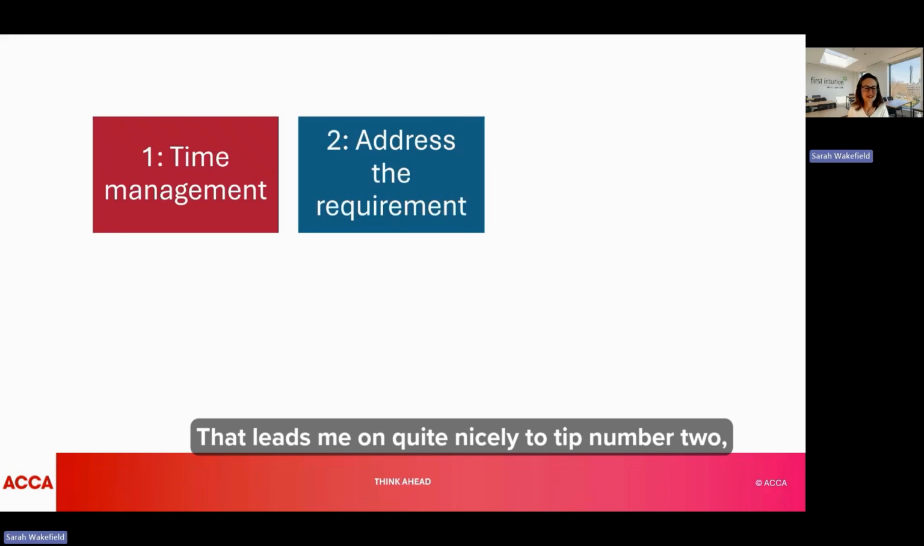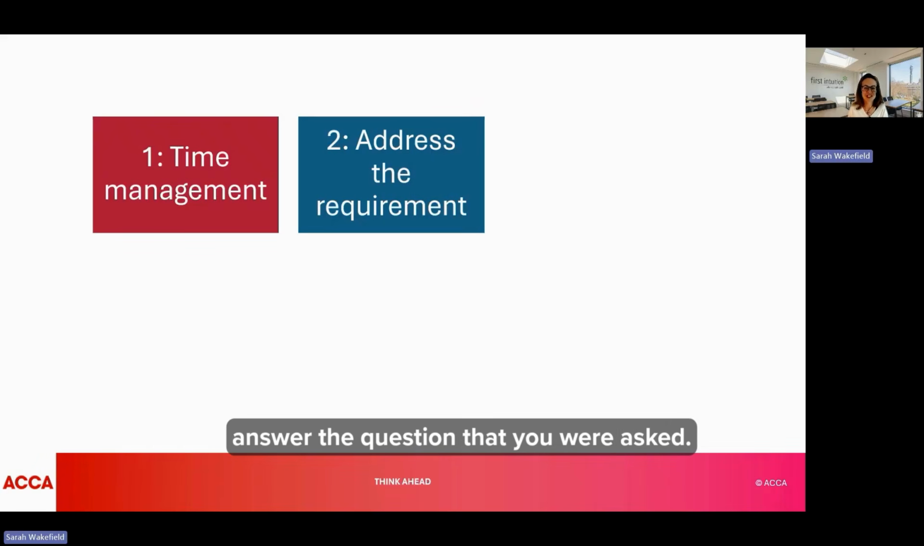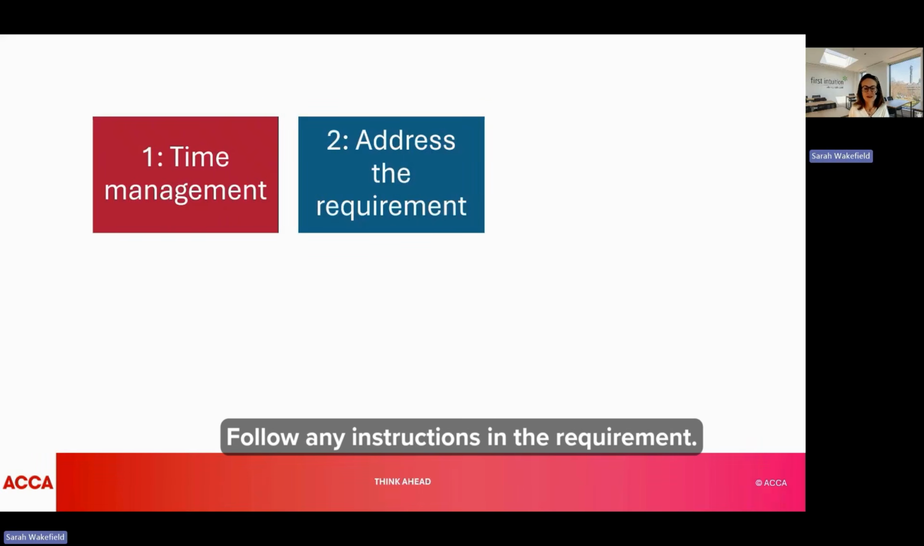That leads me on quite nicely to tip number 2, which is to make sure you address the requirement. So copy and paste it into the word processing response area and keep referring back to it. Avoid answering the question you wish you'd been asked and answer the question that you were asked. So for example, if you were asked to discuss risks, then don't spend time talking about how those risks should be mitigated.